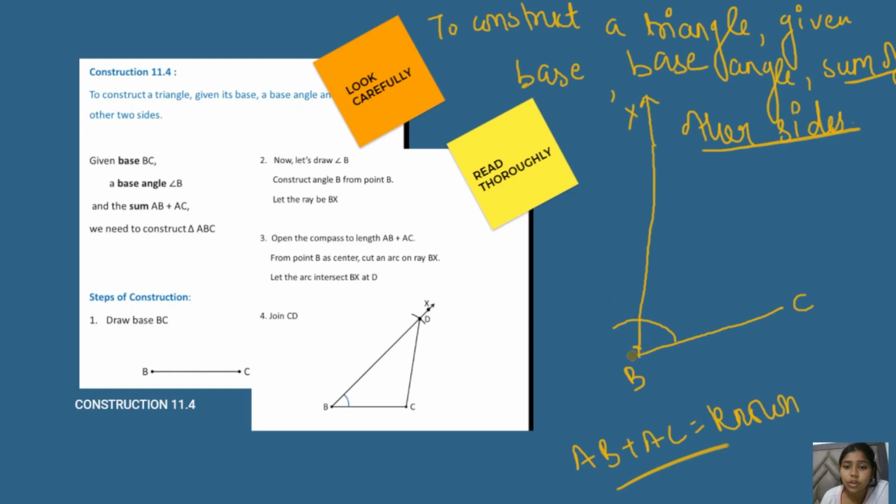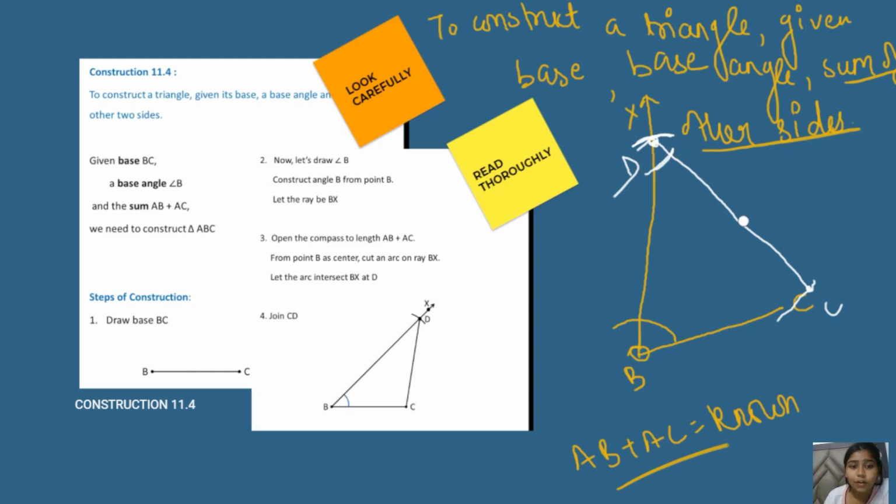Now put the pointer at B. Putting the pointer at B, with the distance of the sum of the other two sides, make an arc on this BX and name it D. Right, now where this D is, you just have to join the line with C. Right, you just have to join the line. Now you have to construct the angle B, right? This is the angle D.